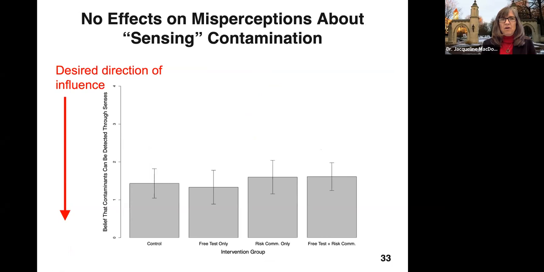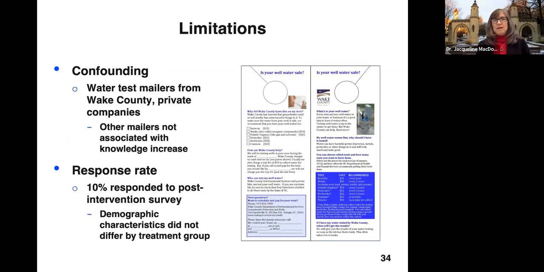There were no effects at all on this misperception about being able to detect contaminants through sensory perception. Again, we want this score to decrease, and we didn't see that happening at all. So that's kind of a sticky belief that people have, and our effort to counter it didn't work. So we need to try some other messaging to basically undo that misperception about being able to see, smell, or taste contaminants.